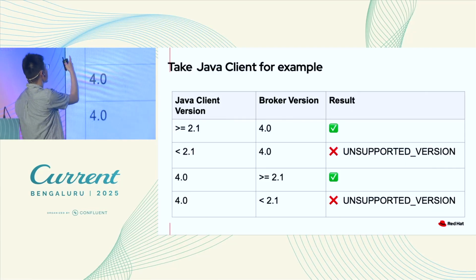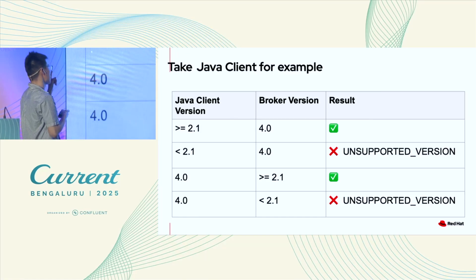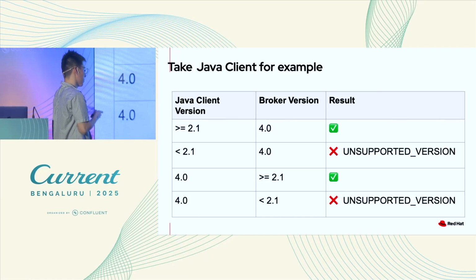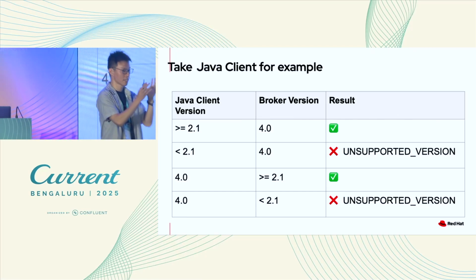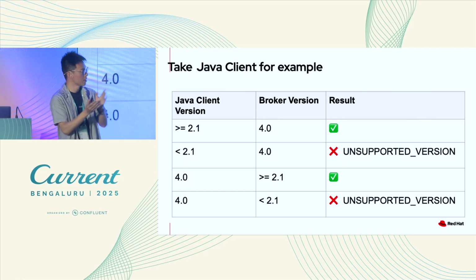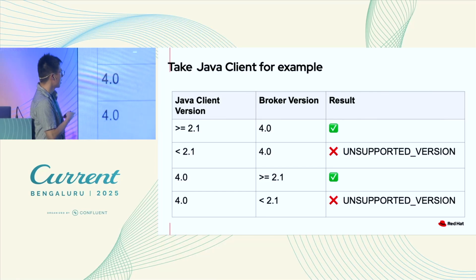Let's take a look at the Java client, for example. The minimum supported Java client version is 2.1. So if the client is using 2.1 or 2.0 or before, and the server is upgraded to 4.0, you will get an unsupported version error. And vice versa. If your broker version is less than 2.1 and the broker is upgraded to 4.0, the same error will be thrown. So it's really important that before you upgrade your client or broker to 4.0, you check this version before you upgrade them.